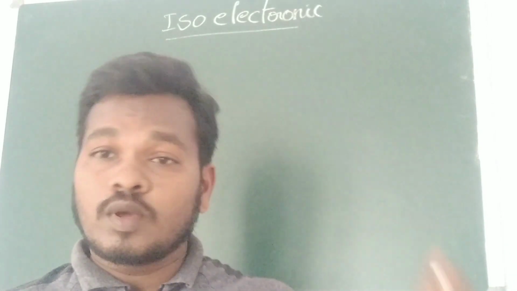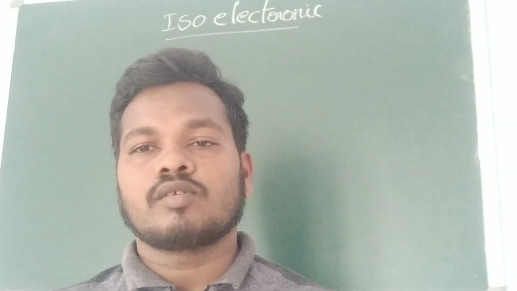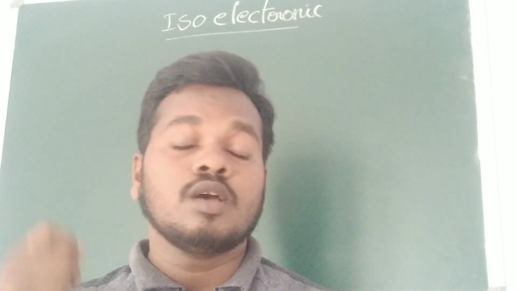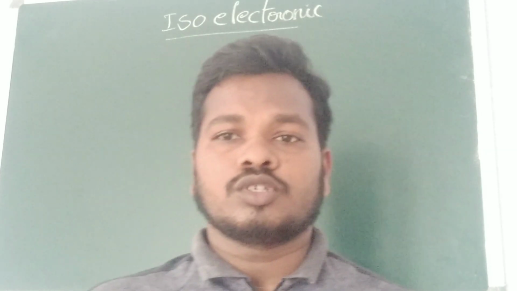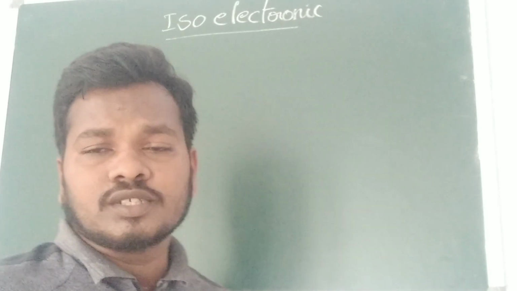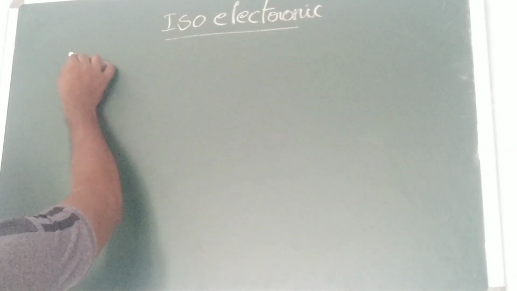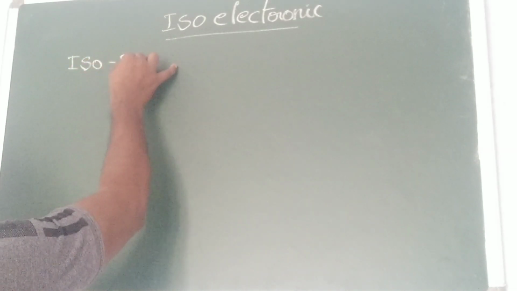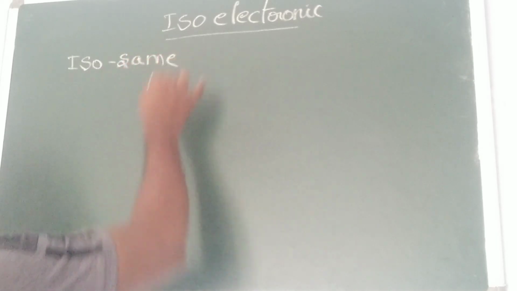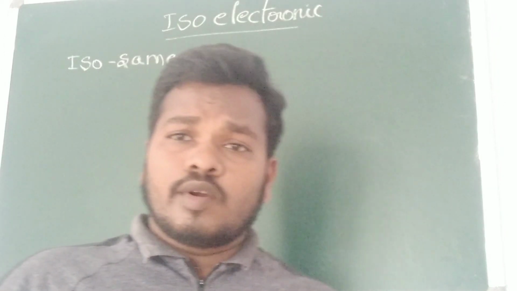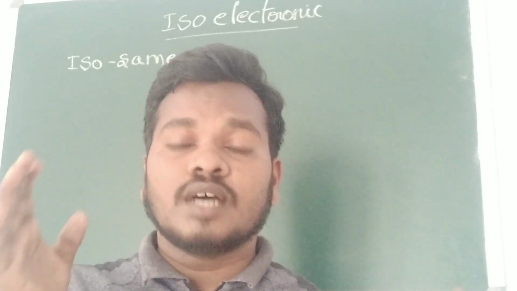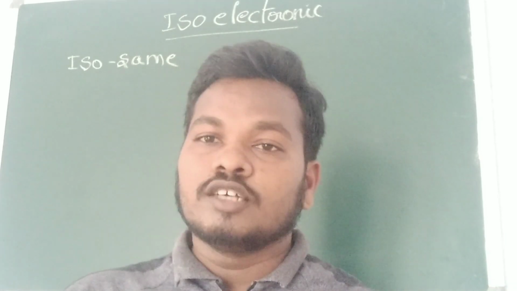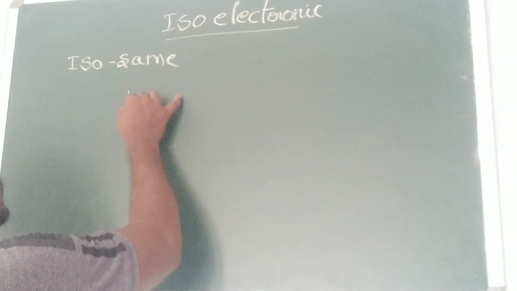Today I am going to discuss the topic called isoelectronic species. So what is meant by isoelectronic species? Along with this, I will discuss some of the important previous questions based on this topic. First, you can see what is meant by iso. Iso means similar or same. So the definition is indicating the same. What is the next word? Electronic. So it is having the same electrons, similar electrons. So you can see a few examples.